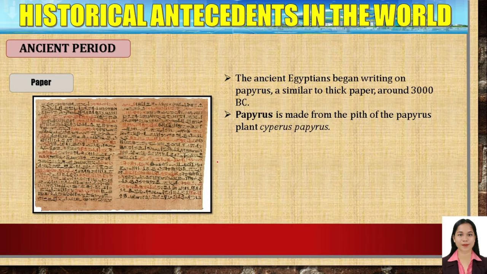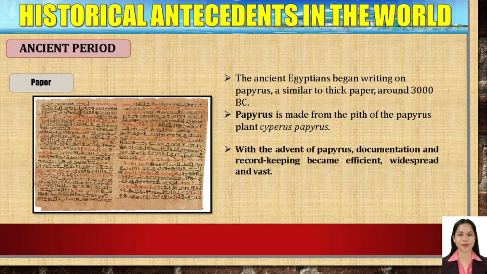Before the Egyptians invented the papyrus, writing was done on stone. Before this paper was invented, the Egyptians wrote on stones. Because of the difficulty of writing on stone, writing was reserved only for very important occasions. Only on important occasions would they write, because writing on stone was really very difficult. That's why, with the advent of papyrus, documentation and record keeping became efficient, widespread, and vast. Through the use of this paper, information dissemination became exponentially faster, so spreading information became easier. And records were kept and stood the test of time. That is all about paper.